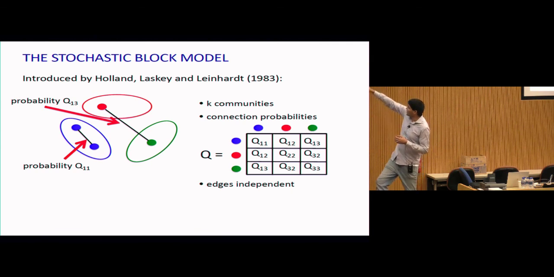And then you have a k by k matrix of different connection probabilities, which just describes, for a given pair of nodes, if one belongs to one community and the other belongs to another, what's the probability that they're going to be connected by an edge? So once you've chosen the community assignment and the connection probability matrix, all you do is independently sample edges according to this k by k matrix.